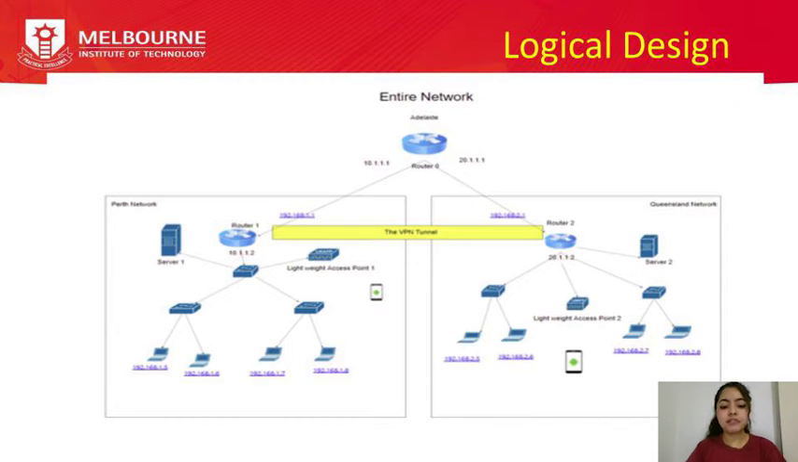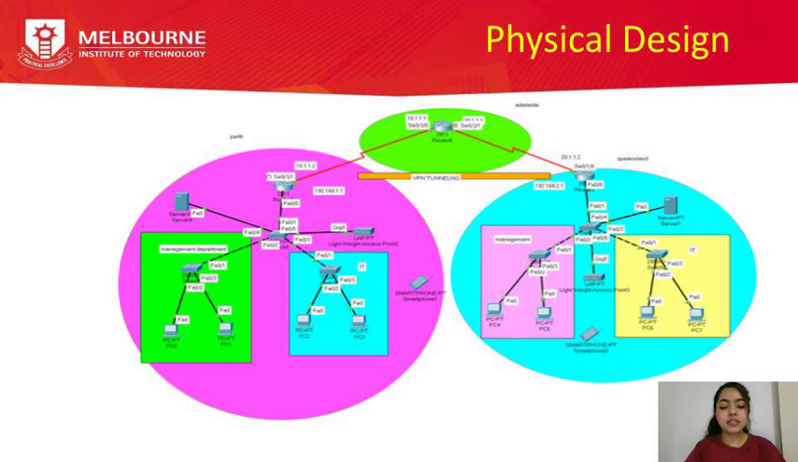Now, talking about the physical design, the logical design has been used as a reference to construct this design. It shows the actual components that we have used in the logical network. Through the diagram, we can see that there are two branch offices, Perth and Queensland, that are linked to each other via three routers. The main network in Adelaide will have an IP address of 10.1.1.1 on the Perth side and 20.1.1.1 on the Queensland side.